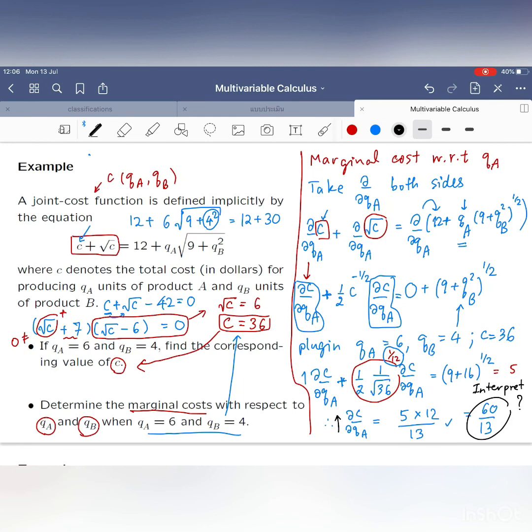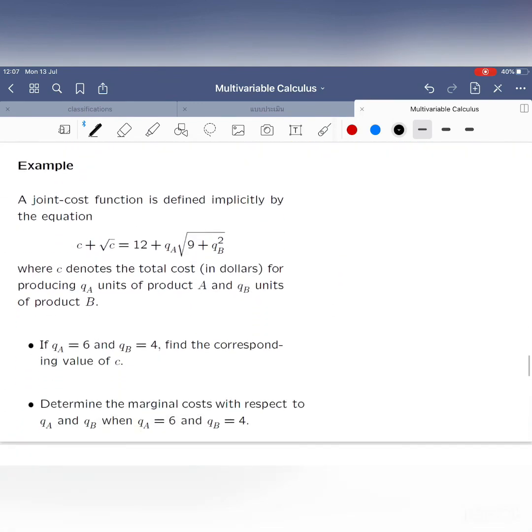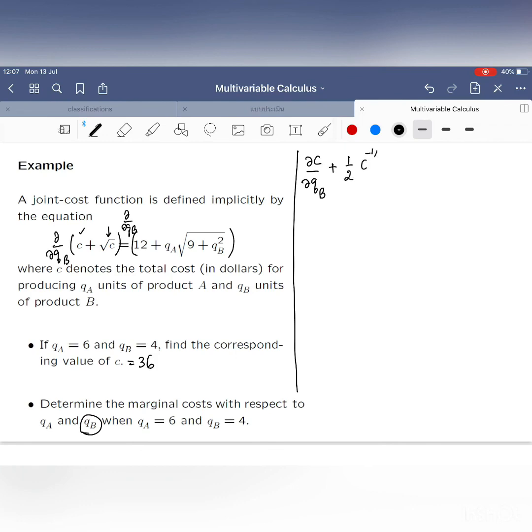Okay, so this is the marginal cost with respect to QA. What if we need the other way around, the marginal cost with respect to QB? Don't forget that this one we already calculated, it is 36. So you are going to take D by DQB on both sides, right? Again, the first one, because you don't know what C is, you need to leave it as a symbol like this. But for the second one, you can simplify it further by using the chain rule.